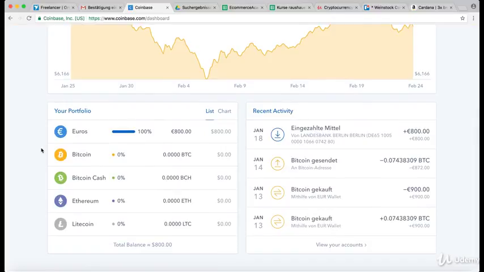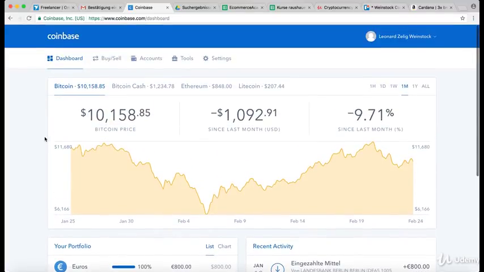So as you can see on this account, we have right now 800 euro, roughly $1,000, and it means 100% euro, so all our portfolio is currently in euros. And now I will show you how you can buy Bitcoin or Ethereum or whatever coin you want to buy at Coinbase that is offered here.